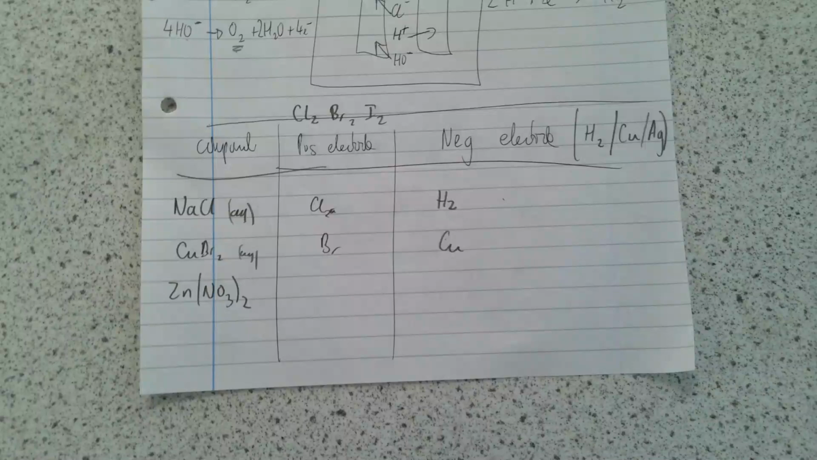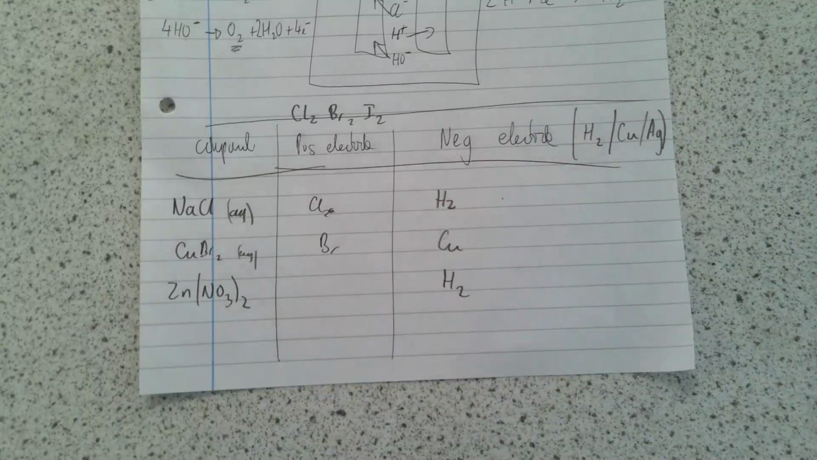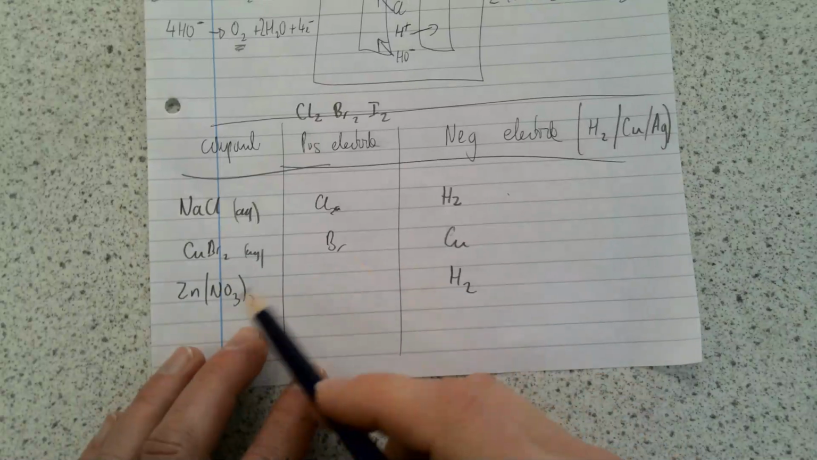3, 2, 1. Hydrogen, because it can't be anything else. And the answer to why, by the way, and I'm not going to write this down because we're running out of time, is because in this case sodium and in this case zinc, they're more reactive than hydrogen, so stay as the ions, whereas copper is less reactive than hydrogen, so it is discharged. Discharged just means turned from being a charged substance into a neutral substance. Okay, with me?